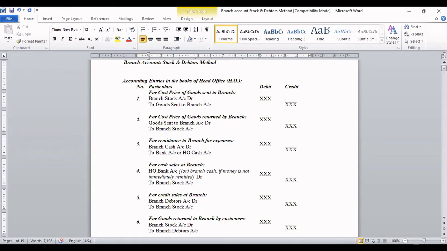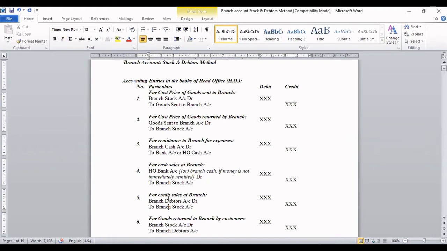And if they keep money with them and they prepare branch cash, in that case the entry will be branch cash account debit, because the branch is receiving money here. So branch cash account debit to branch stock account. In what case? If the branch is not paying money directly to head office on the same date or immediately. Is this clear, everyone? The difference between these entries is clear to you? Yes, sir. Okay, very good.